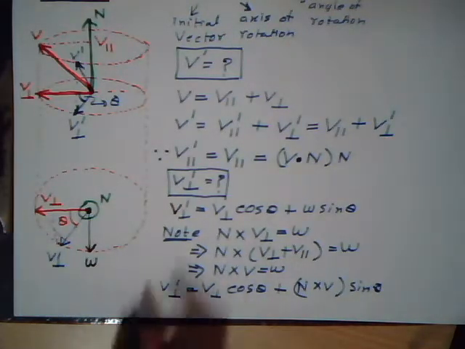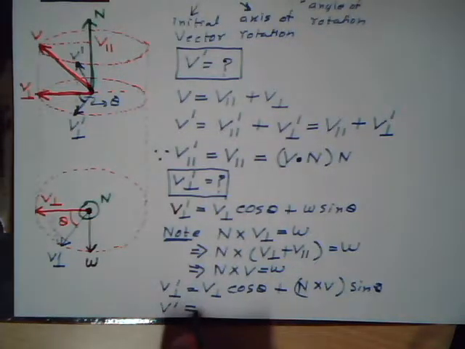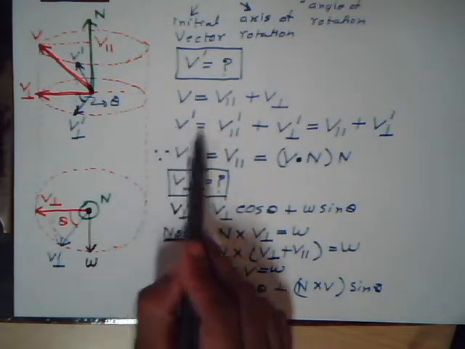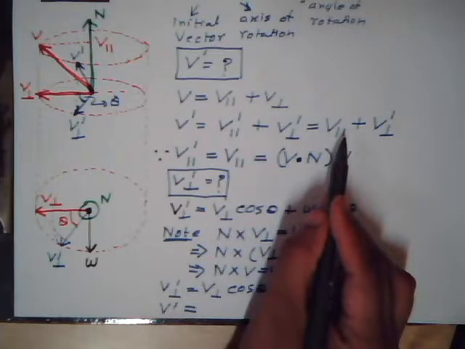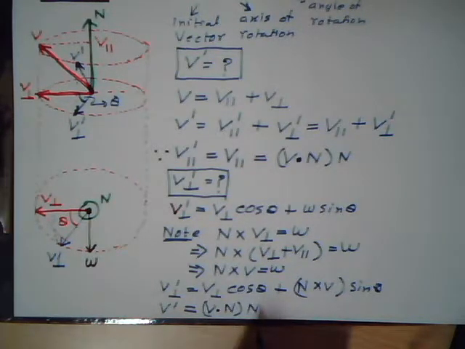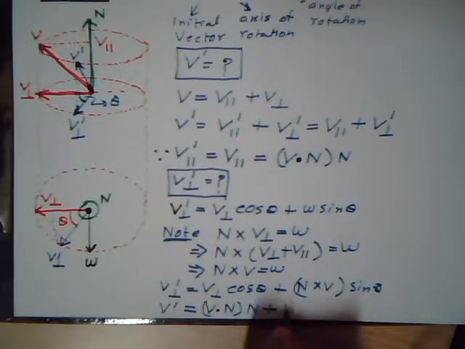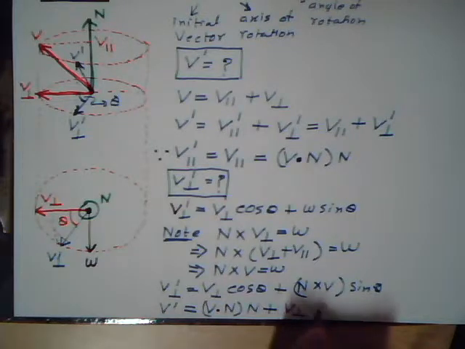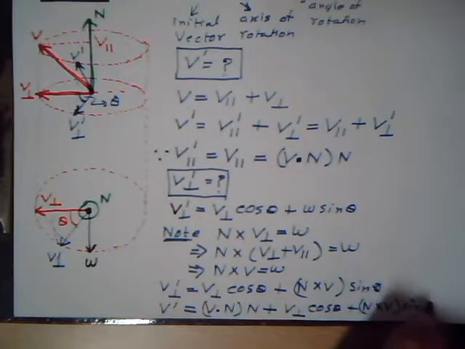and then therefore, for v prime, I use this equation now. So v prime is equal to v parallel, which is equal to this, v dot n times n, so this is the parallel component, plus the perpendicular component, which is equal to this, which is v perp cos theta plus n cross v sin theta.